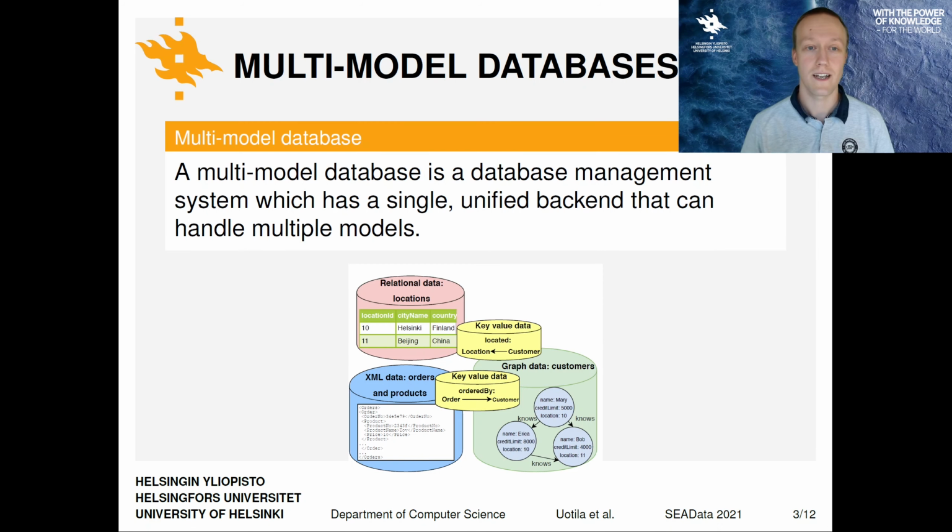We can start by asking, what is a multimodal database? A multimodal database is a database management system that has a single unified backend that can handle multiple models. Sometimes multimodal database refers to a database that can handle at least two different models, for example Postgres. In this sense, most modern databases are multimodal databases. But more often, we require more properties from multimodal databases.